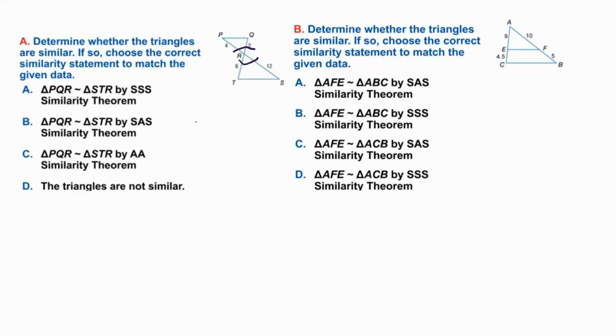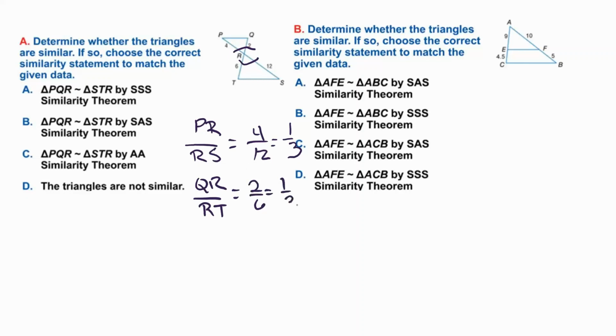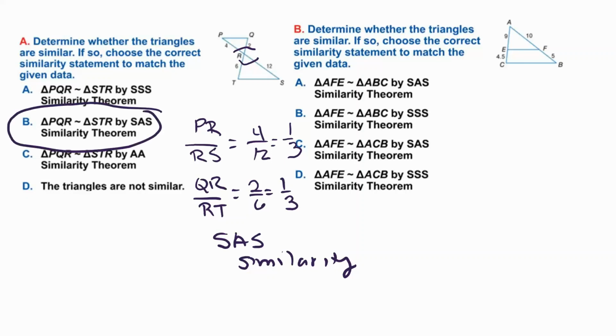So let's try PR over RS, which is 4 over 12, which reduces to 1/3, and QR over RT, which is 2 over 6, which also reduces to 1/3. So we know that they're similar by side angle side similarity. And if we line it up, PQR, STR, so B.